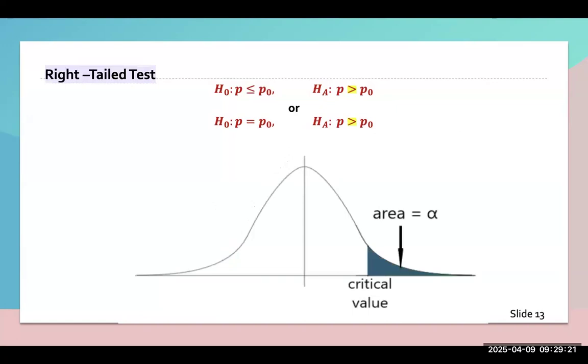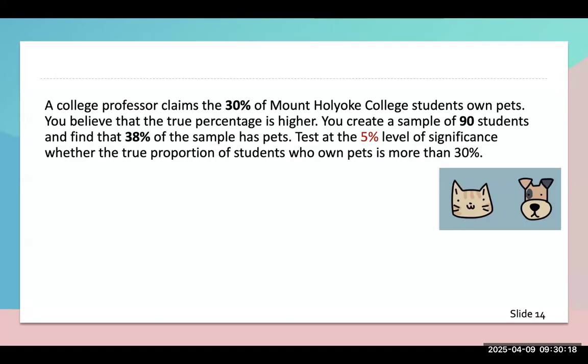Now, in a right-tailed test, the alternative hypothesis is p is greater than some number. Maybe p is greater than 0.2. In a right-tailed test, if alpha is equal to 5%, that 5% is all in the right tail. So we're going to have a critical value, a z-score, that's going to be positive because we're on the right side of the mean, and we're going to see if we're bigger than that z-score. So let's look at an example of a right-tailed test first.